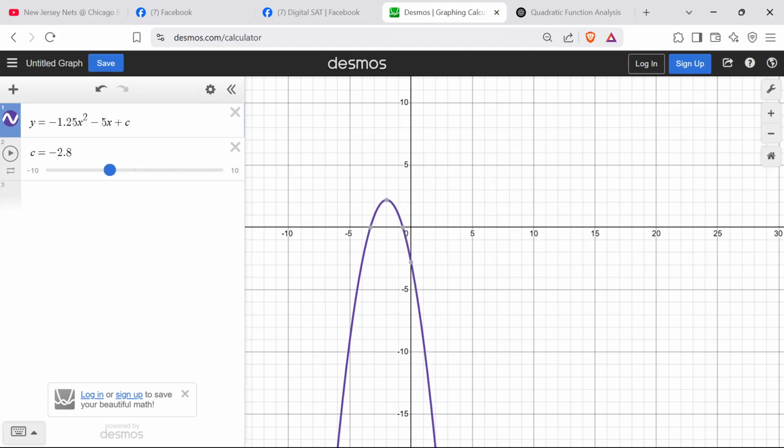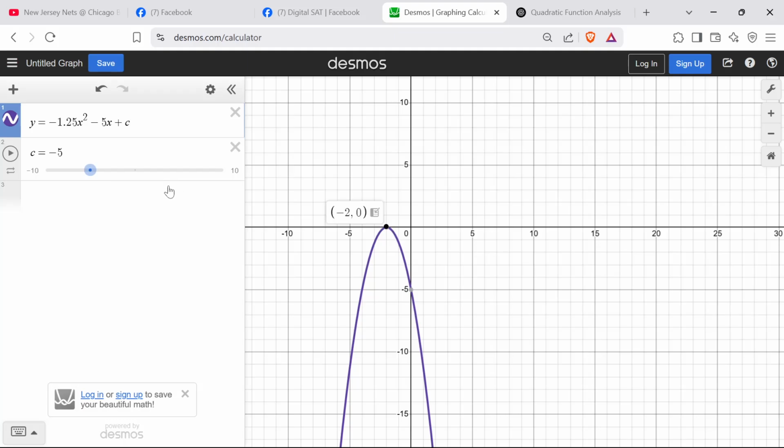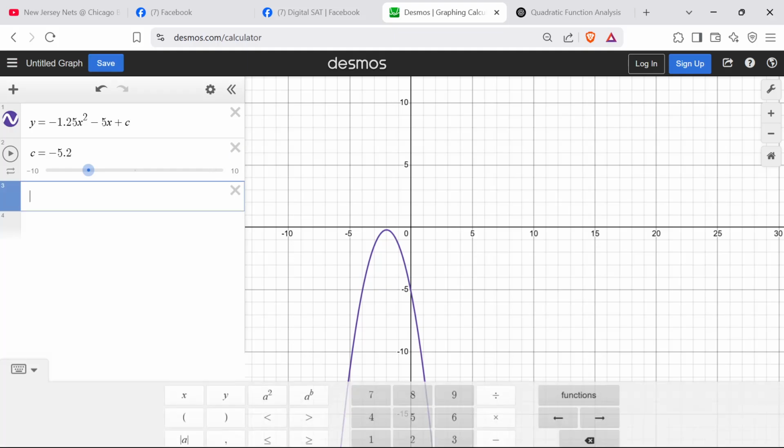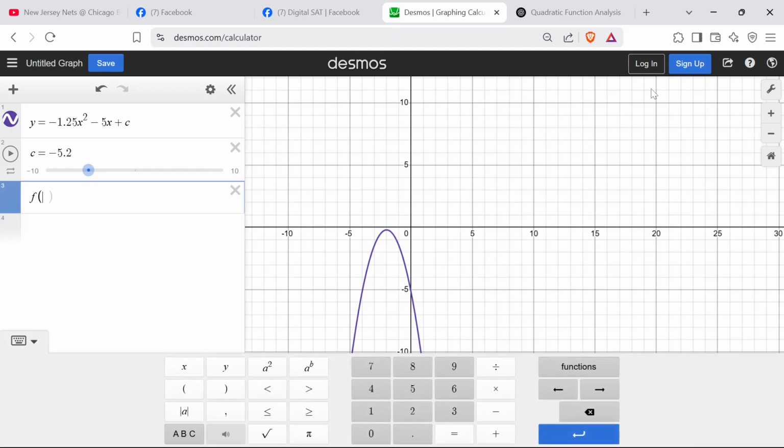And I can see how to get that vertex below the x-axis. Oh, look, it's already negative and it's going down, down, down. Right at negative 5, you can already see that c has to be less than 0. At negative 5, it's on the x-axis, so it's got to be less than negative 5. So again, c is less than negative 5 and a is negative 1.25. That's 1 and 2, and so both are true. The answer is C. Desmos is faster, but you've got to watch out for that little trick there.